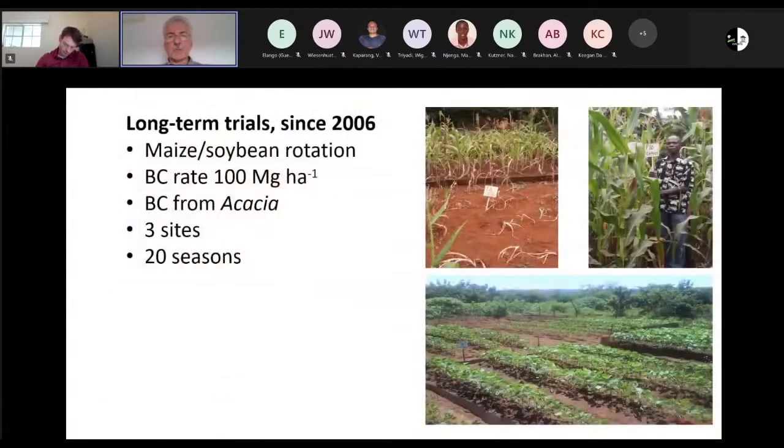So first, the long-term trial, started in 2006. It's a maize and soybean rotation, so during 1 year both maize and soybeans are grown. The biochar application rate was quite high in this initial experiment, 100 tons per hectare, mainly Acacia wood, at 3 sites and 20 growing seasons.